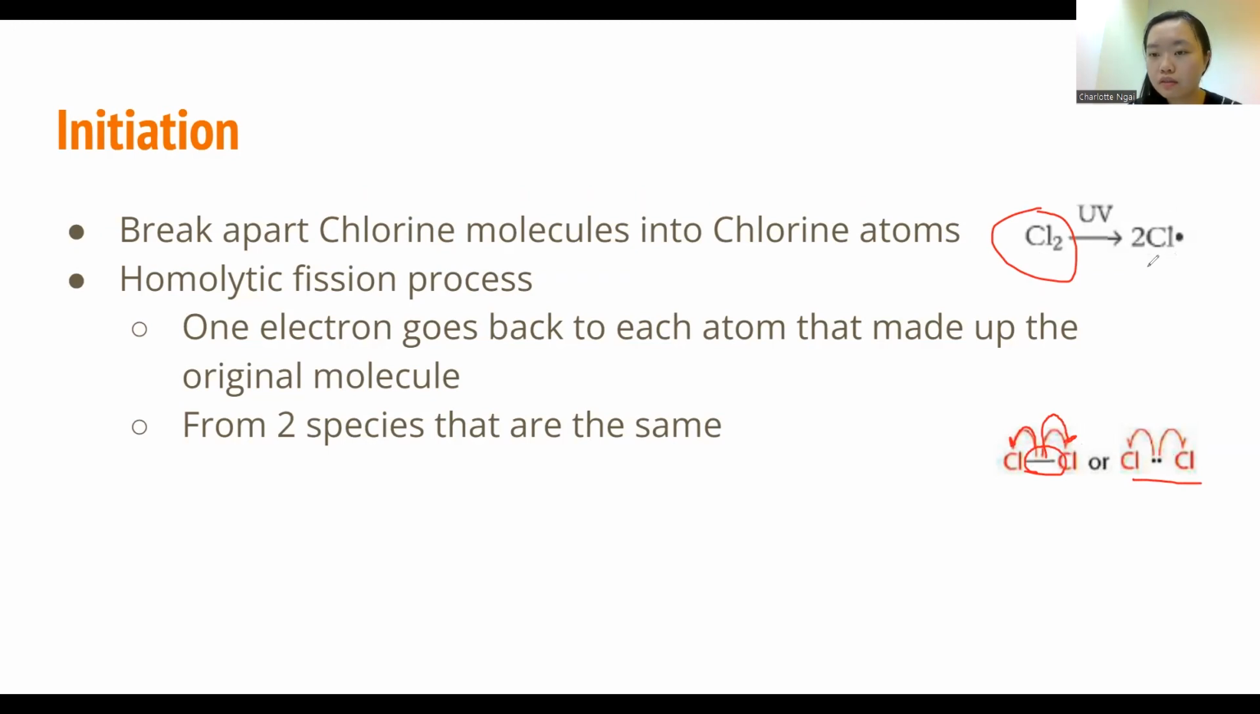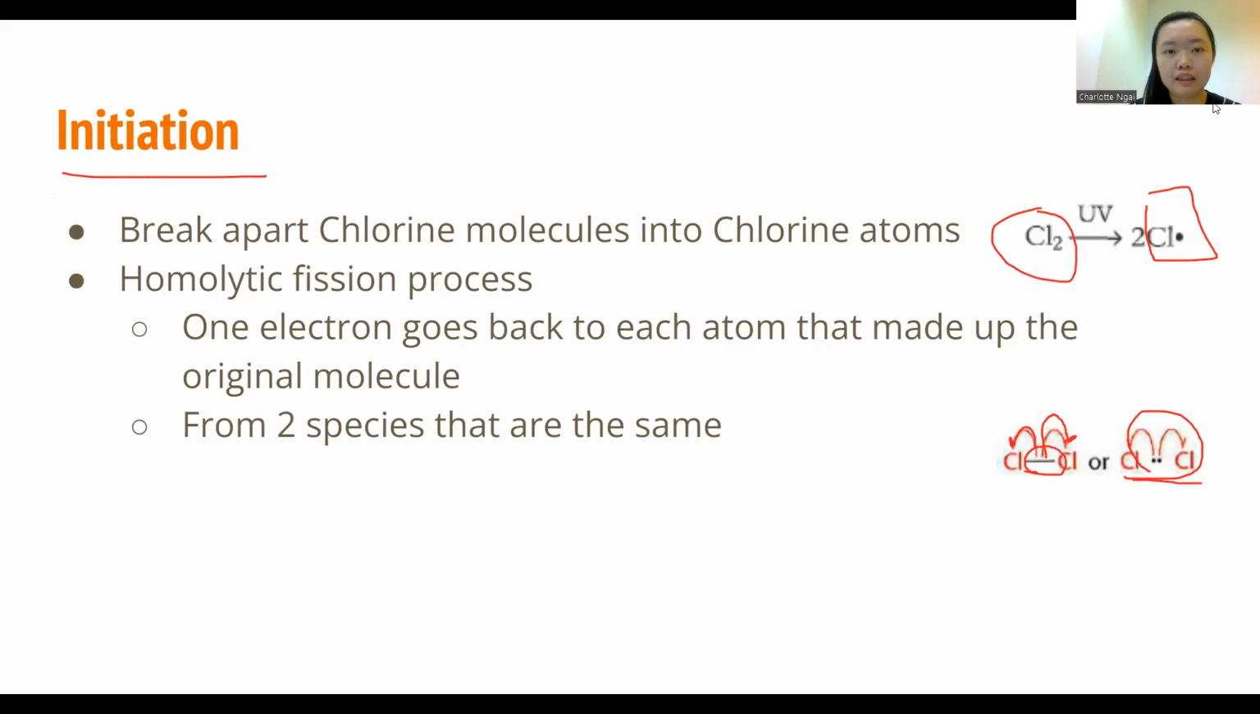And as you can see right here, there's Cl and then a dot. The dot indicates this is a free radical. So by doing the initiation step, we will have two chlorine free radical species.